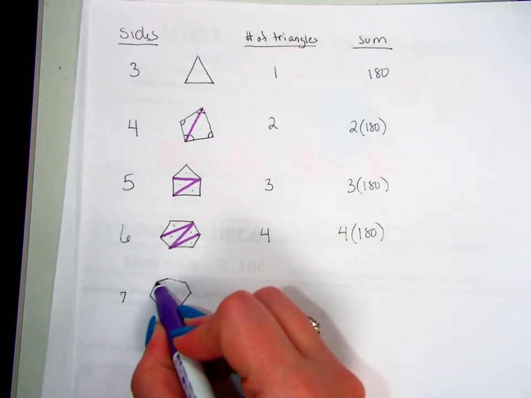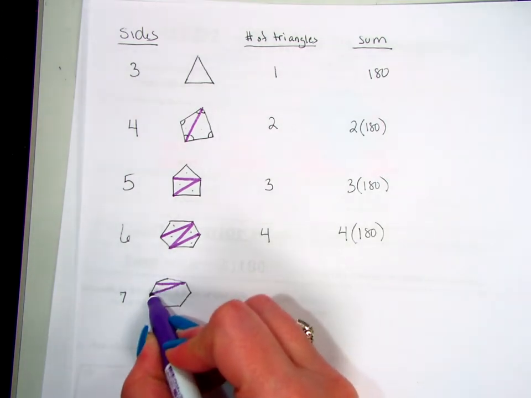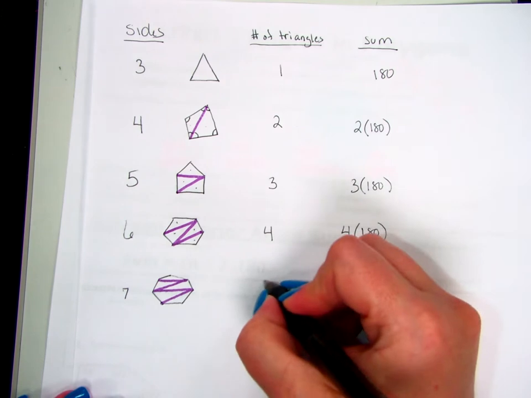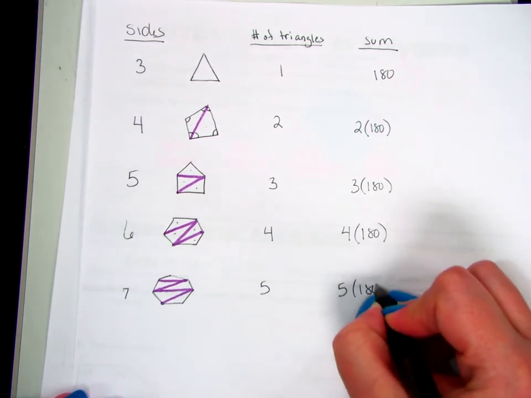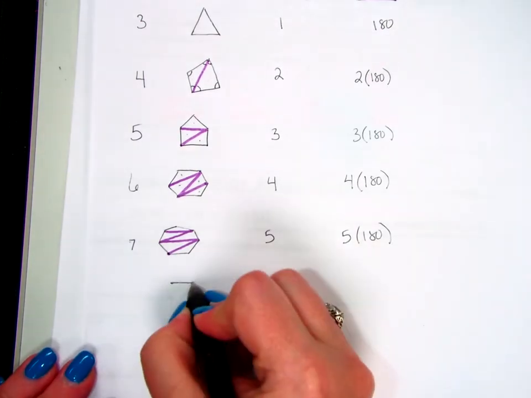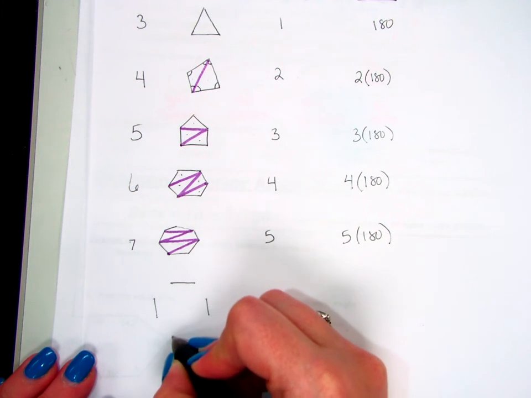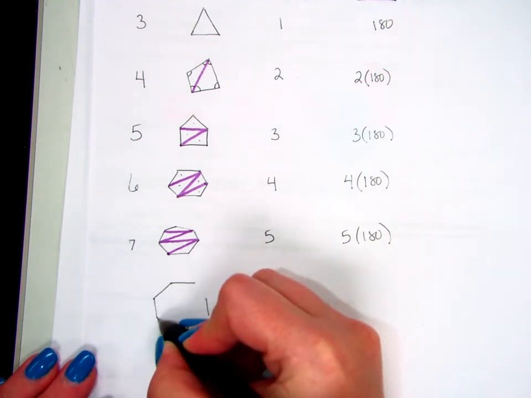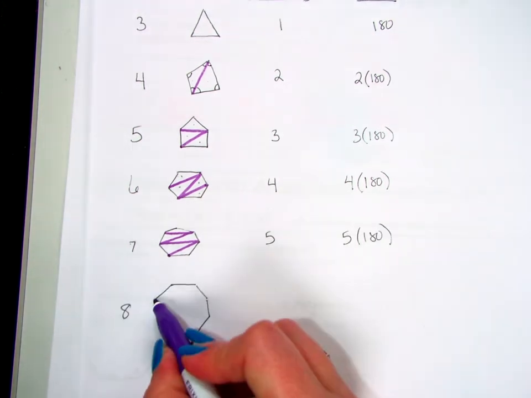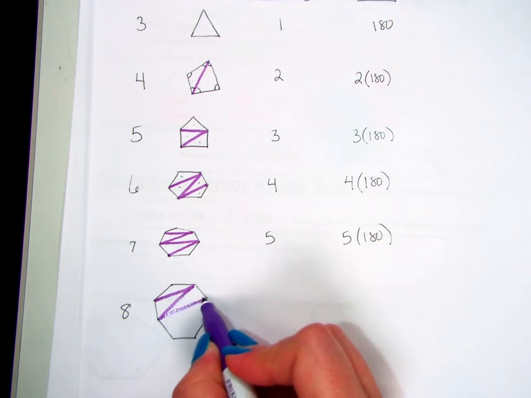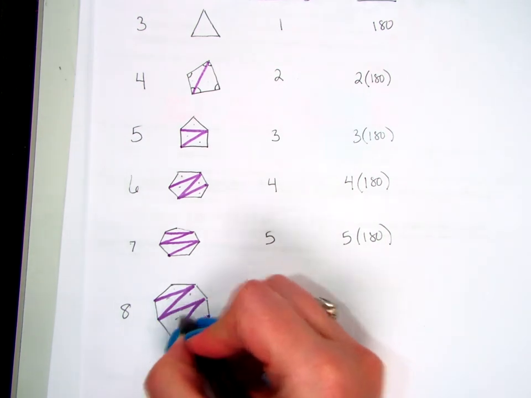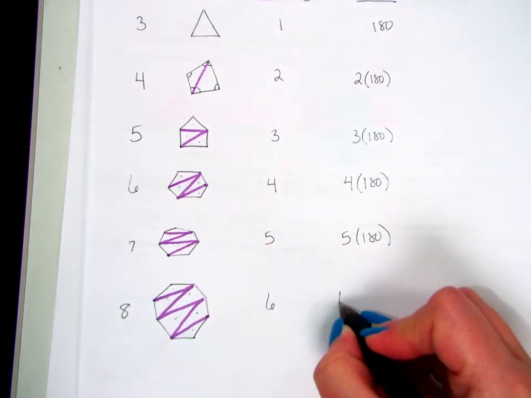Alright, so how many triangles did I make? So I would do 5 times 180. As long as I did 7, I might as well do 8 because 8's the easy one, because it's an exploded square. Connected. How many segments? 5. How many triangles? So 6 times 180.